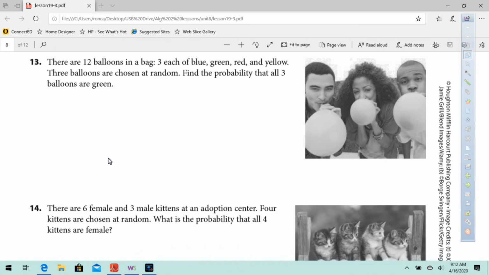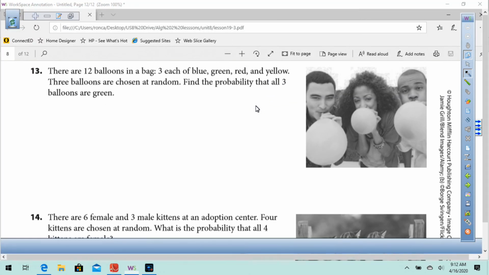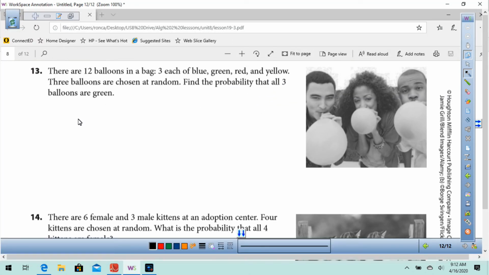3 balloons are chosen at random. Find the probability that all 3 balloons are green. Well, this ought to be fun. How many ways can you get 3 green balloons if all you have is 3? That would be 1. You could say 3 choose 3, which is 1, but anyway.